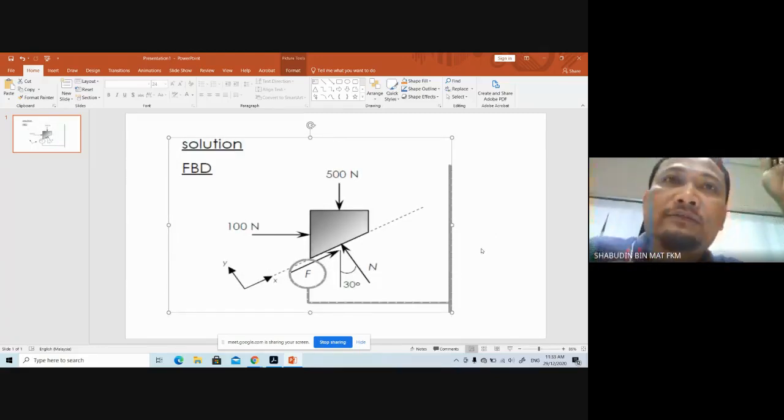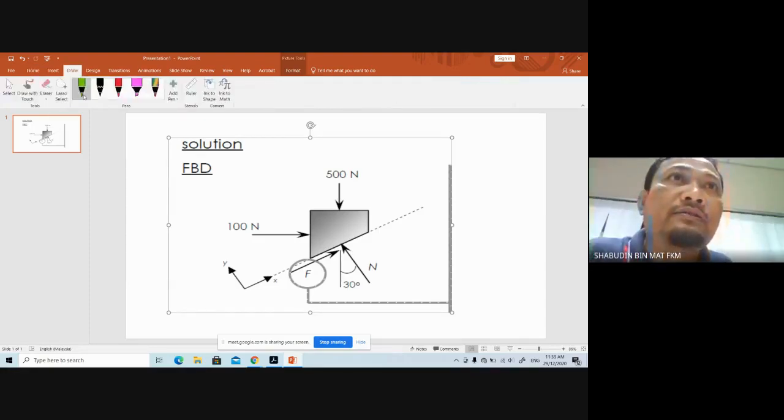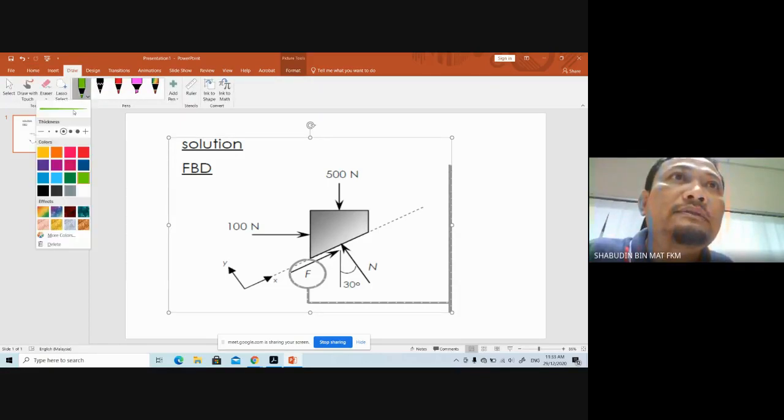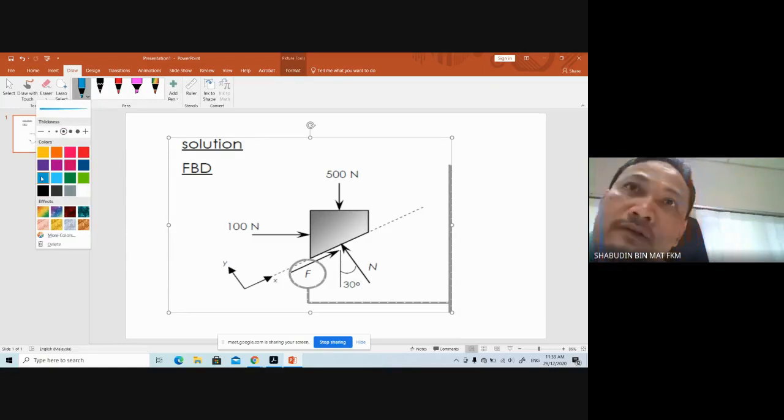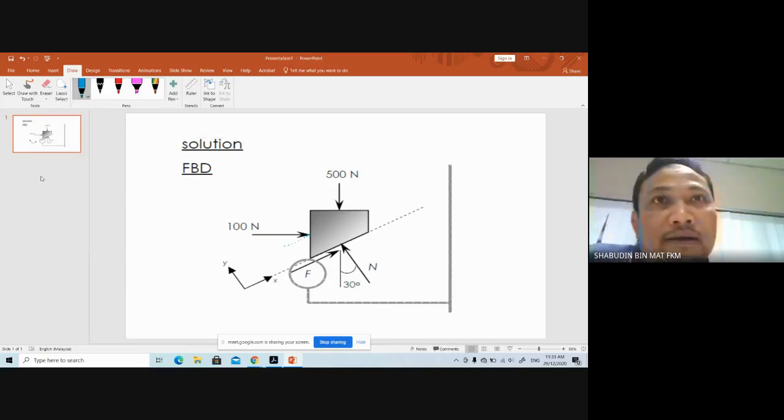You resolve the force into x and y, where one of the axes, either x or y, is inclined with the surface. All right, so then you resolve all those forces into i and j. So what to do now is you resolve that component into x and y. 90 degrees is 90 degrees to the axis here.